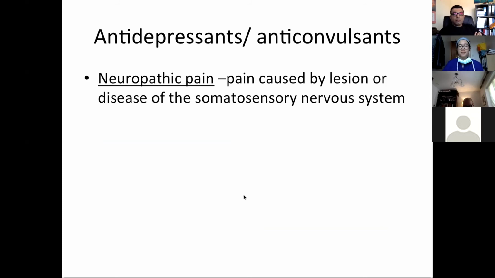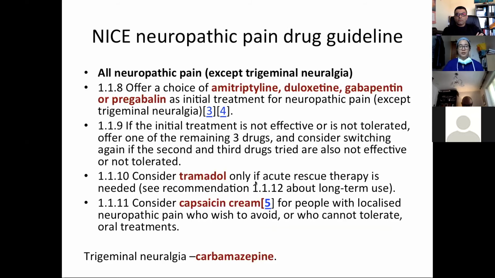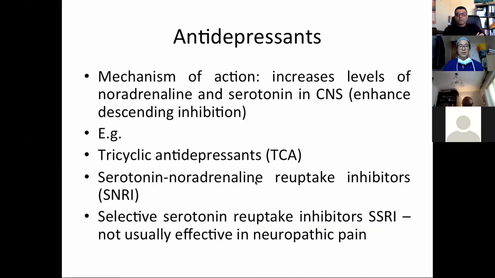Antidepressants and anticonvulsants are mainly used for neuropathic pain. And I think you'll have a little bit more of this in the next talk. But you need to know that antidepressants' main mechanism of action is to increase levels of noradrenaline and serotonin, which enhance the descending inhibition. So you have examples of tricyclics, serotonin-noradrenaline reuptake inhibitors, SSRIs as well, but that's not usually effective in neuropathic pain.